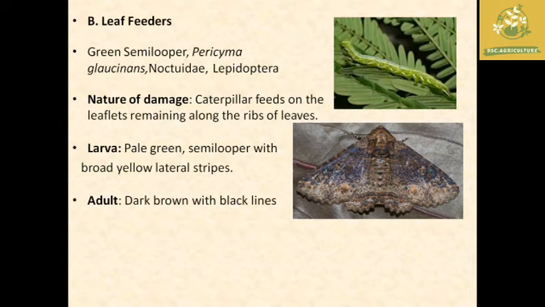So the defoliation seems like the caterpillar feeds on the leaflets, and only the ribs of the leaves are found in the affected crops. The larva is pale green in color, a semilooper, and there are also brown broad yellow lateral stripes present along the lateral lines, and the adult is dark brown with black lines. You can see that in the picture.